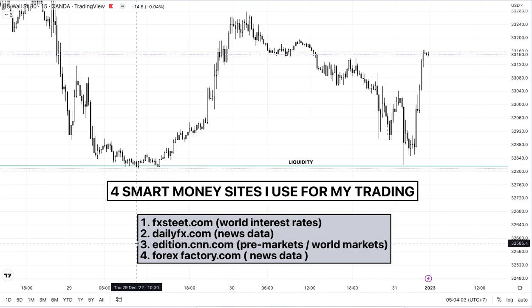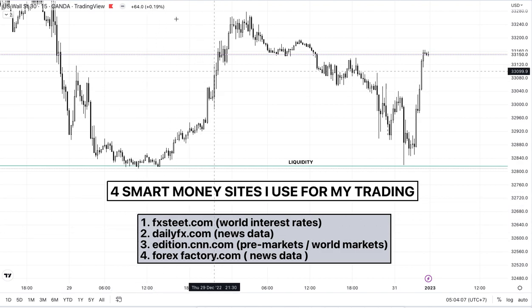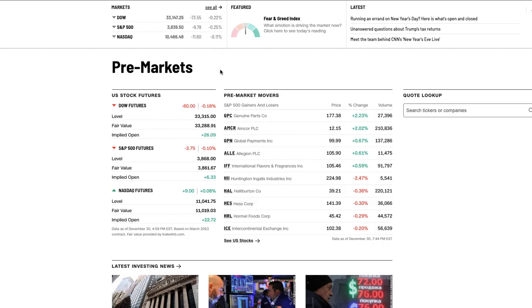The third one is edition.cnn.com, which is the pre-markets and world markets. I typically use this when I'm looking to trade Bitcoin or crypto, and the reason is because the stock markets, the pre-markets for Dow Jones, Nasdaq, these actually affect Bitcoin. So it's essentially the central nervous system for Bitcoin. And so this is why I check this specific page, the pre-markets.